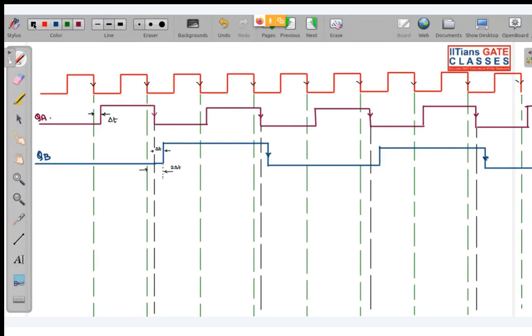So let me take, I have to mark once again. Let us use this color now. So let me use black color now. Okay. So QC will look something like this.